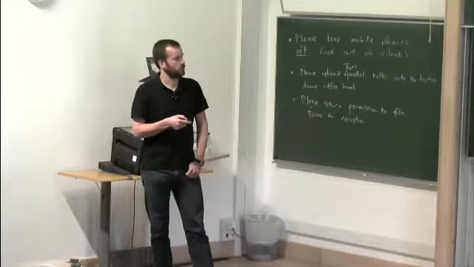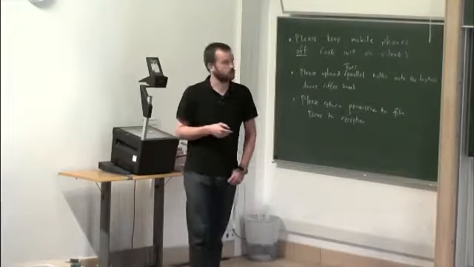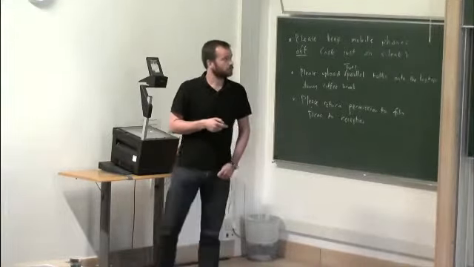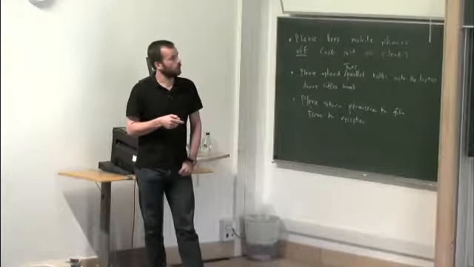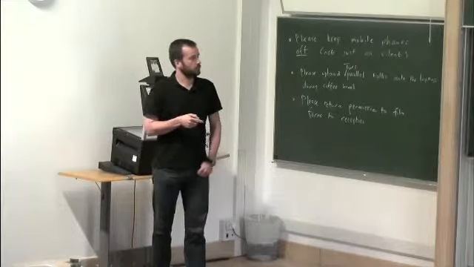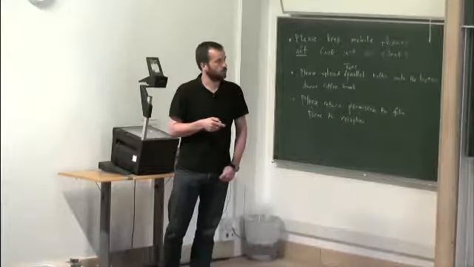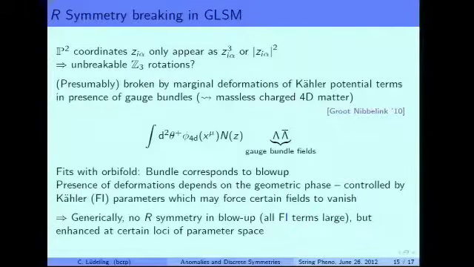So this is d2 theta, but this is still a Kähler potential term, because it's only half the supersymmetry. And this would be the massless four-dimensional matter, but there will also be some z-dependent terms depending on the charges. And then these ones contain z in different powers. So these ones would be the ones that actually break the R-symmetries generically.